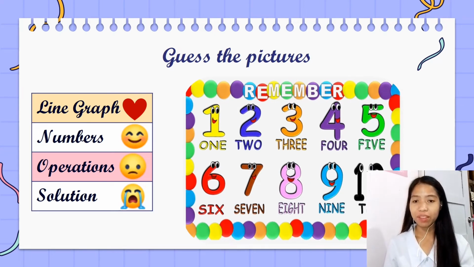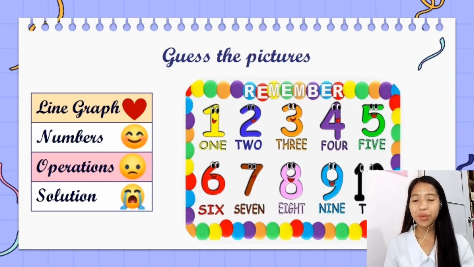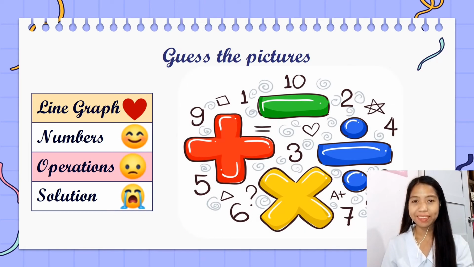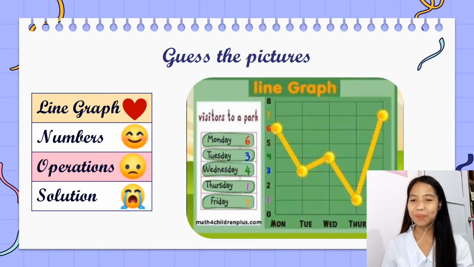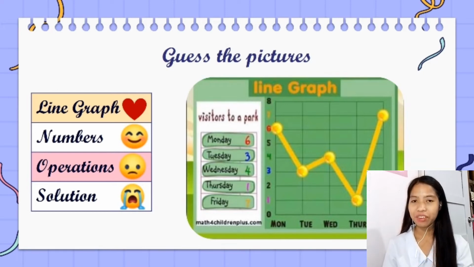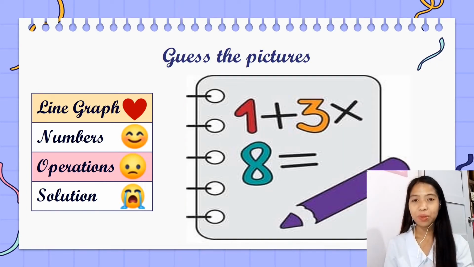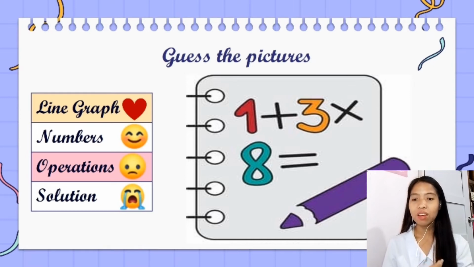What is the emoji of this? Okay, very good. The emoji of this is happy because it is a picture of numbers. How about this? Okay, very good. The emoji of this is sad because it is operation. And how about this? Very good again. It is a picture of a line graph, so it is a heart emoji. And last, what's the emoji of this? Okay, very good. It is a cry emoji because it is a picture of a solution.